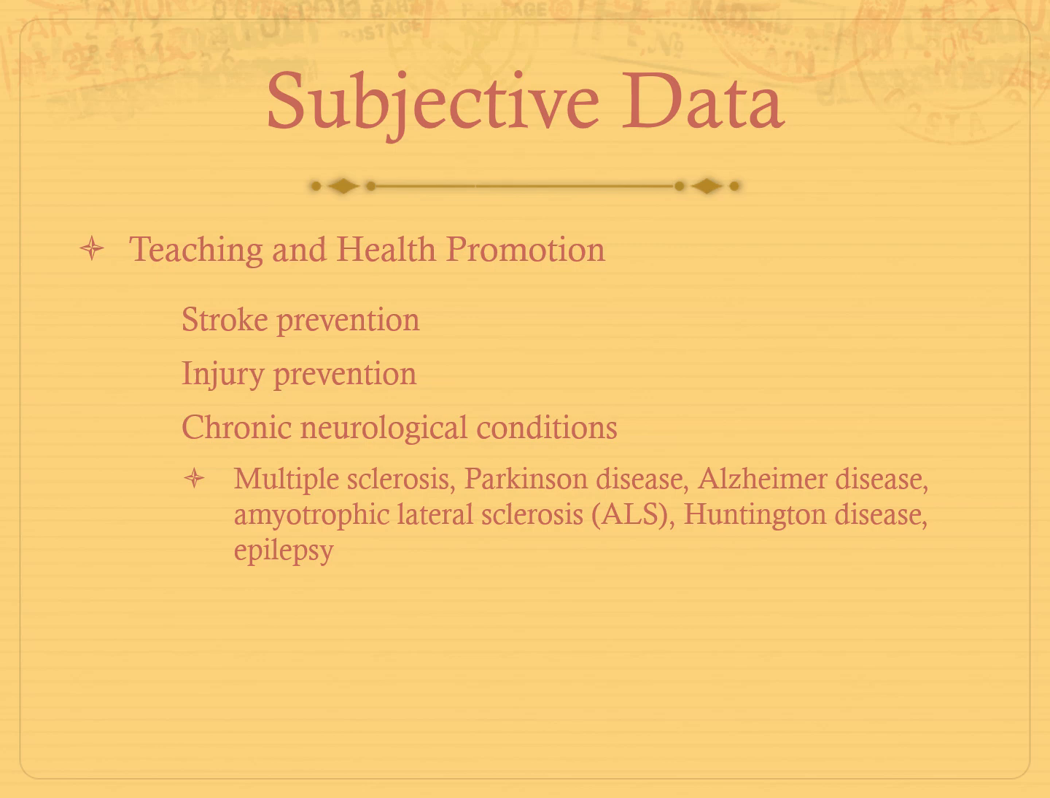So stroke prevention. Stroke is one of the leading causes of long-term disability, but many strokes are preventable by addressing modifiable risk factors. So education should focus on controlling the conditions that contribute to stroke, things like maintaining a normal blood pressure, managing diabetes, lowering cholesterol, treating atrial fibrillation, quitting smoking, limiting alcohol intake, and exercising regularly, as well as eating a heart-healthy diet that's low in saturated fat and sodium.